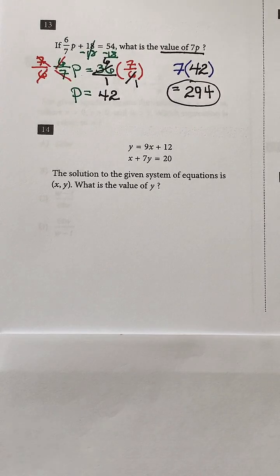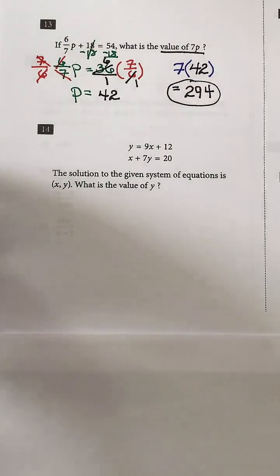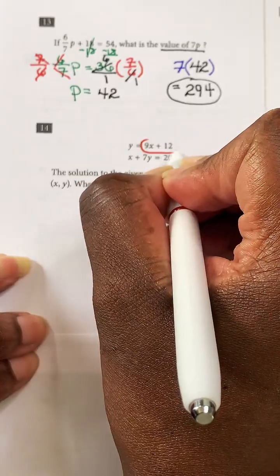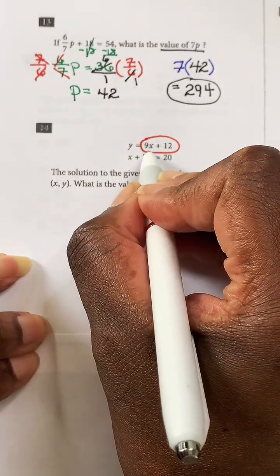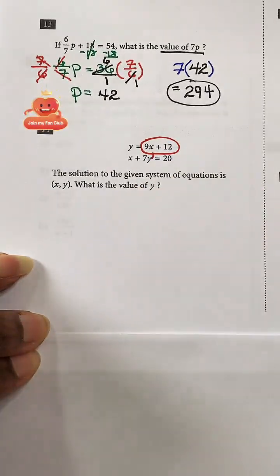Okay, so we have our system. Y equals 9x plus 12. X plus 7y equals 20. The solution to the given system of equations is (x, y). What is the value of y? Since they're already telling us what y equals, we can take that 9x plus 12 and substitute it for the y in the second equation.